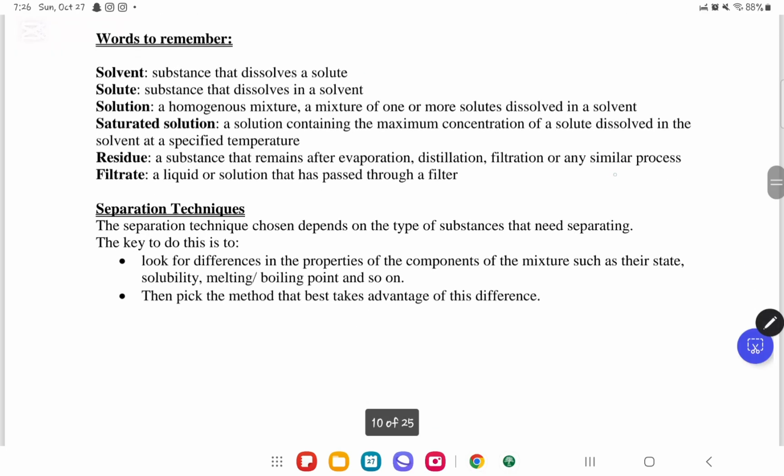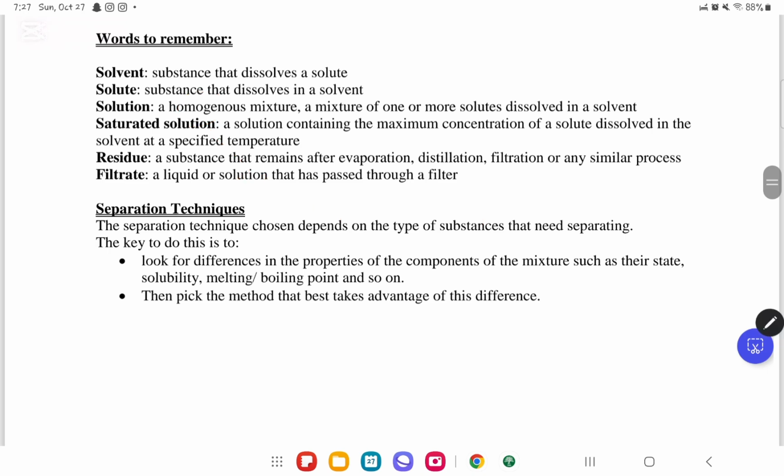Now we have some words to remember. Solvent is a substance that dissolves a solute. For example, water is the universal solvent. Solute is a substance that dissolves in a solvent. For example, salt will dissolve in the water. You have a solution, which is solute dissolved in solvent. It's a homogeneous mixture. Homogeneous means you see it as one thing, even though they're not one thing, which is a mixture of one or more solutes dissolved in a solvent.